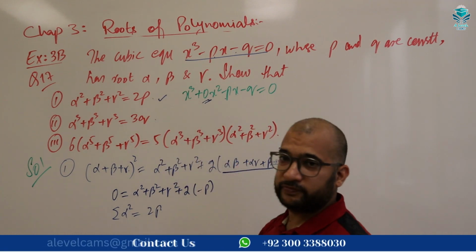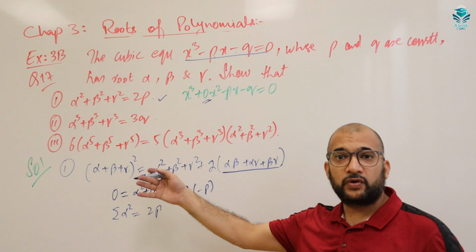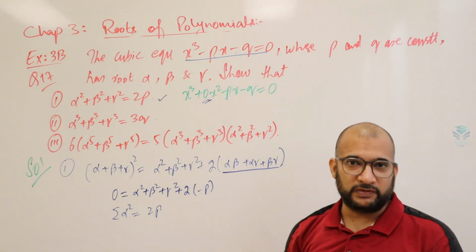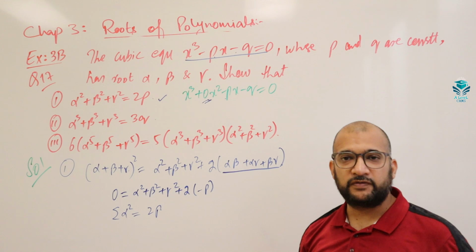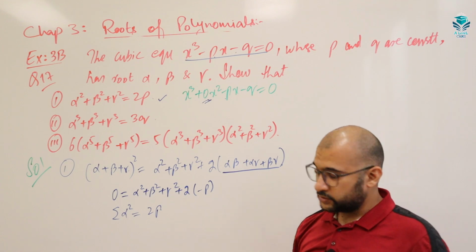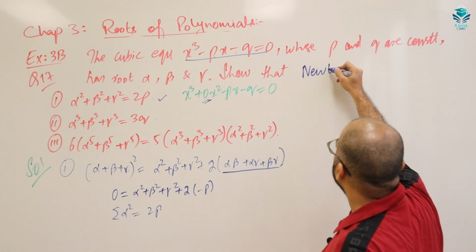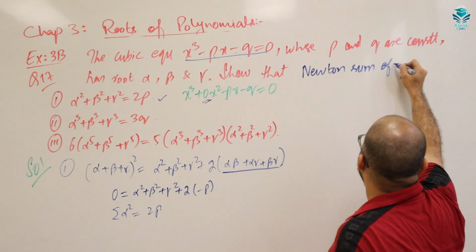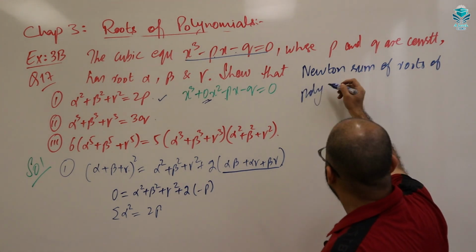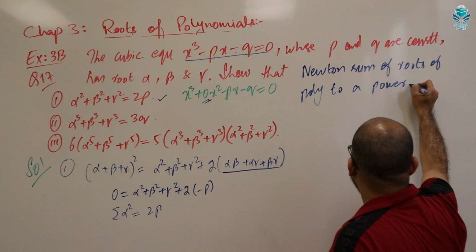It is proved. What will you do for the power 3, for the power 4, for the power 5, for the power 6? It becomes difficult to solve. So that's why we have to adopt another method that is useful and very short. Since we know here the Newton sum of roots of polynomial to a power.